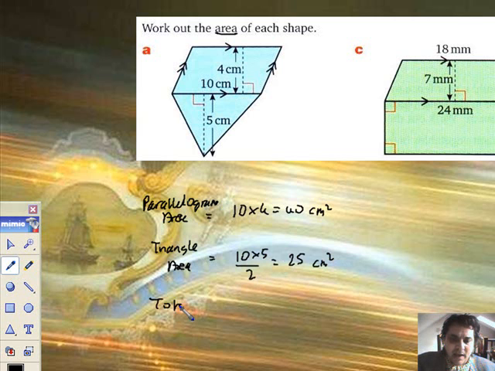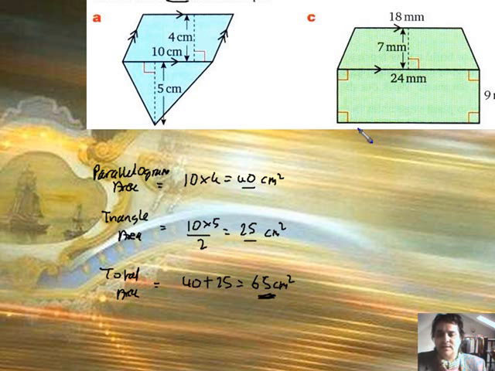Please write the words total area, because you've got 3 areas floating around here. Only one is the correct answer. So it's best to have things like area of parallelogram, bam, area of triangle, bam. Total area can only mean total area. So 40 plus 25, 65 centimetres squared, and that's the total area, final answer.